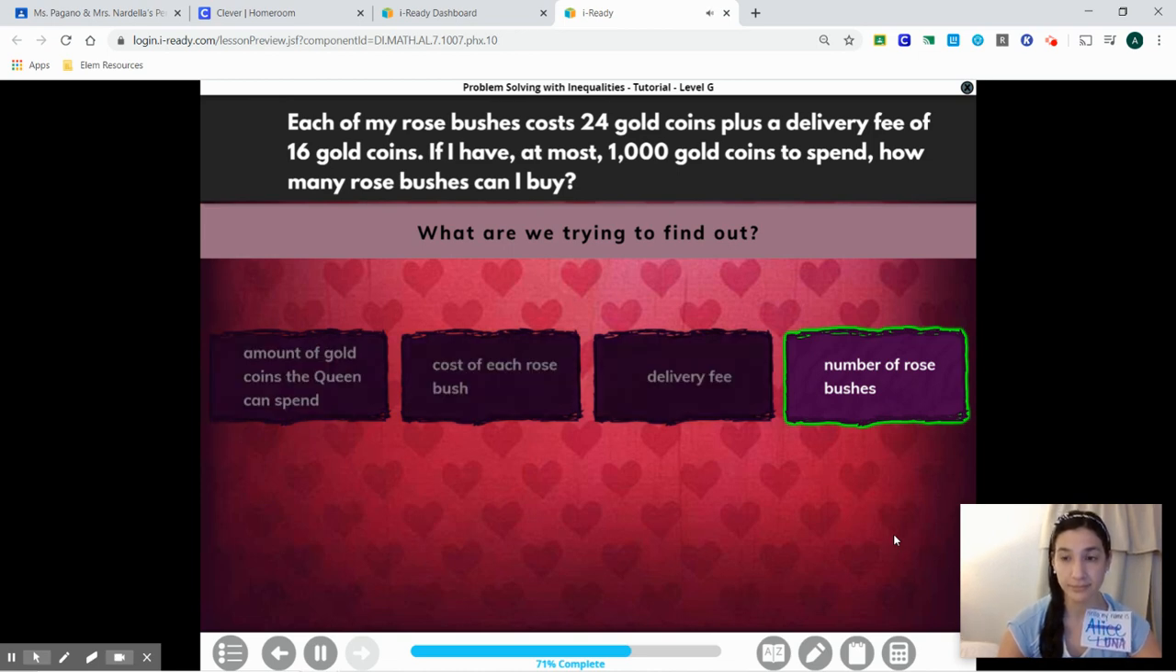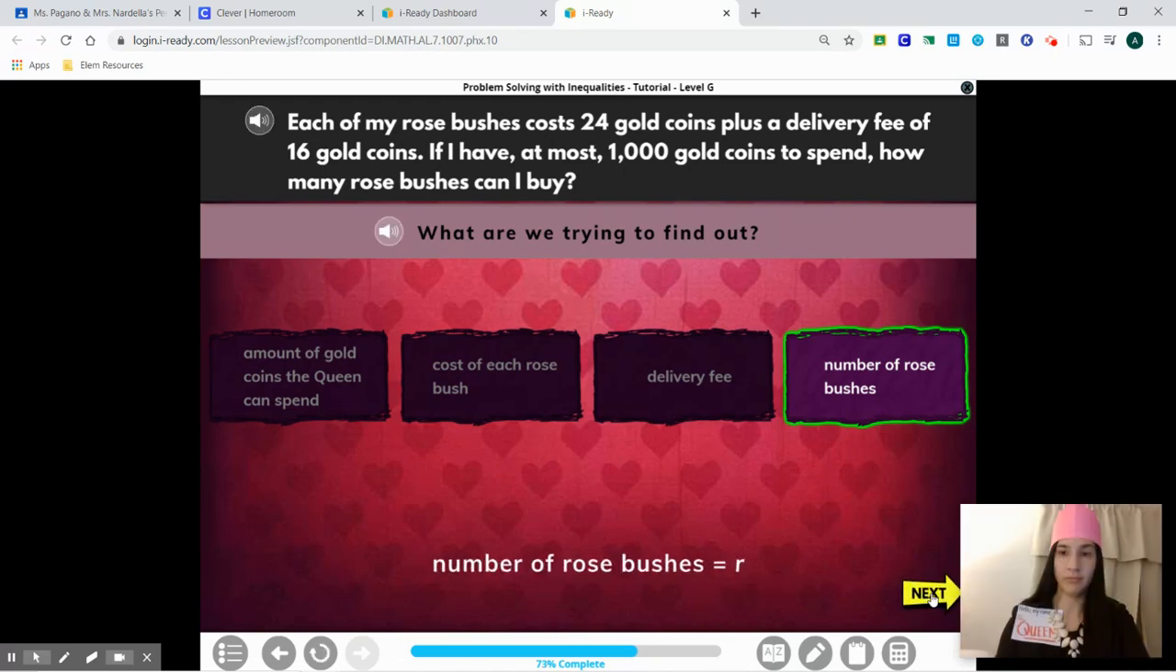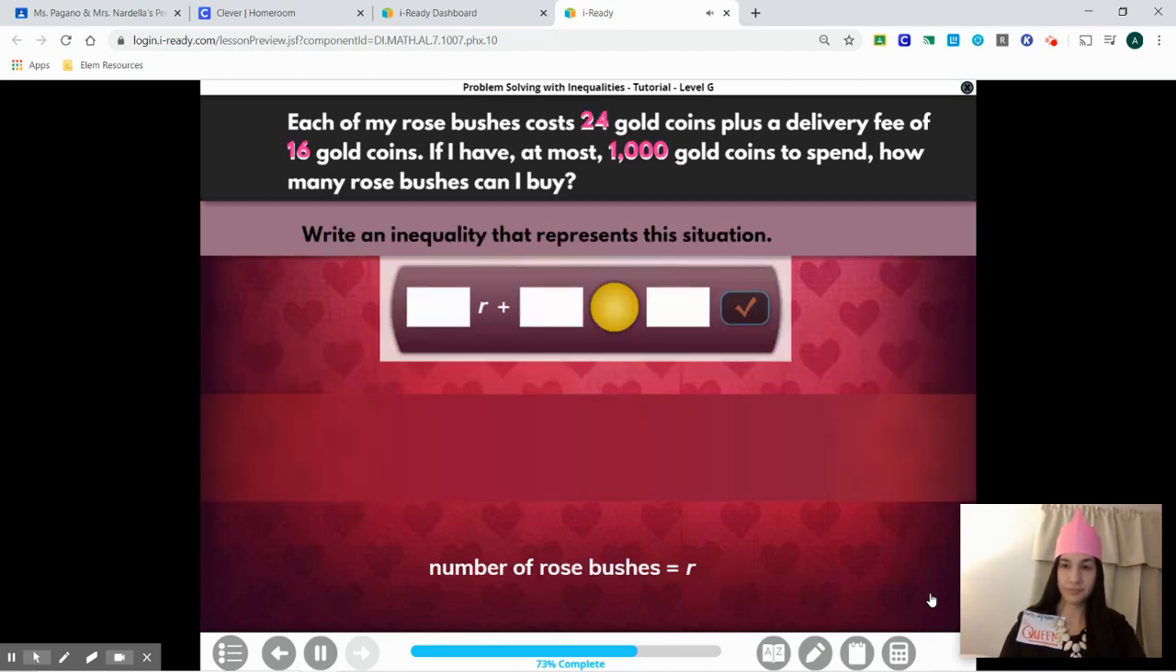You're off to a good start. You need to tell the queen the number of rose bushes she can buy. Since that is unknown, you should use a variable, like R for rose bushes. Write an inequality that represents this situation. Just drag and drop the numbers from the problem and select the correct inequality.